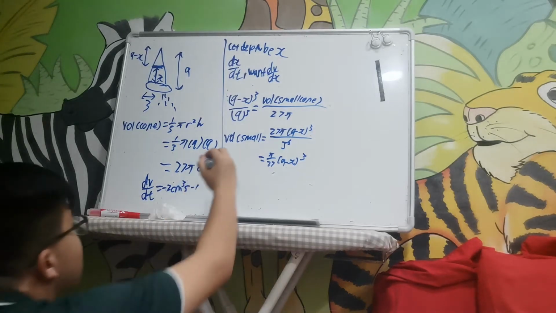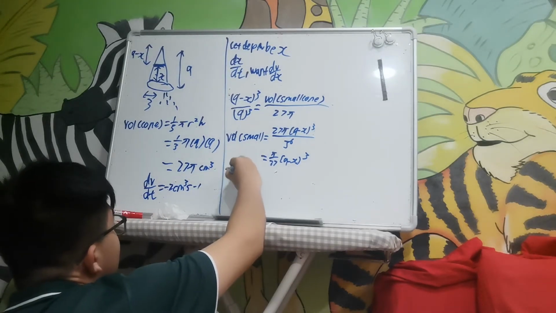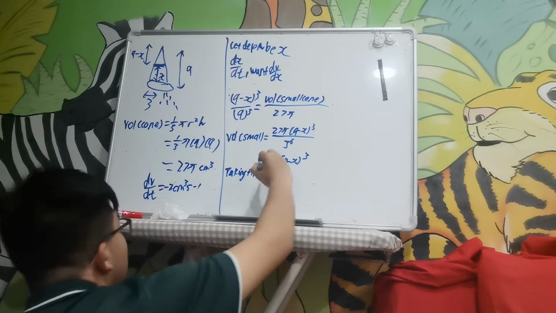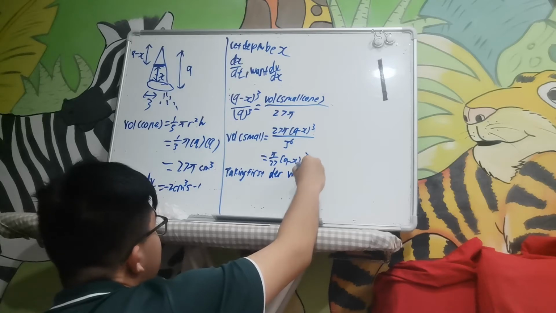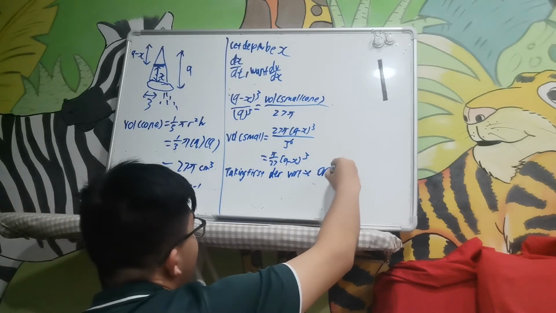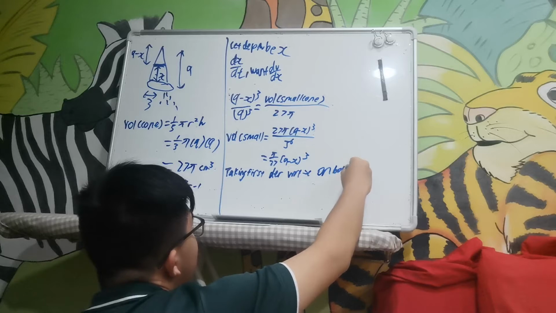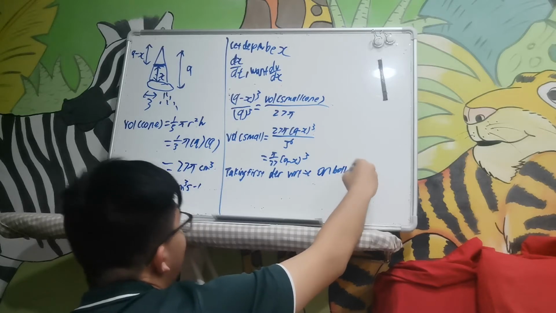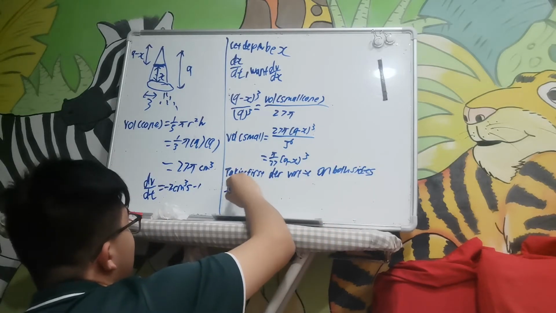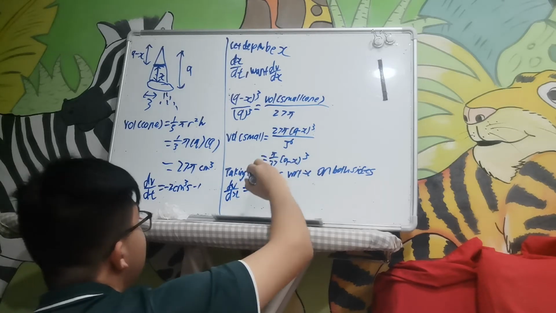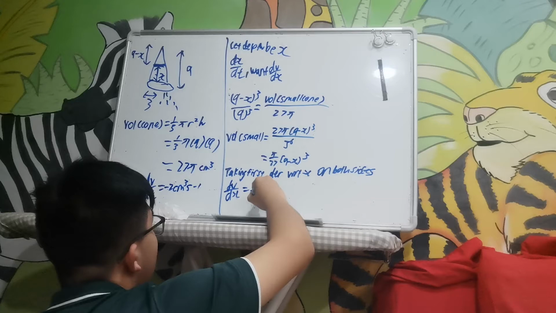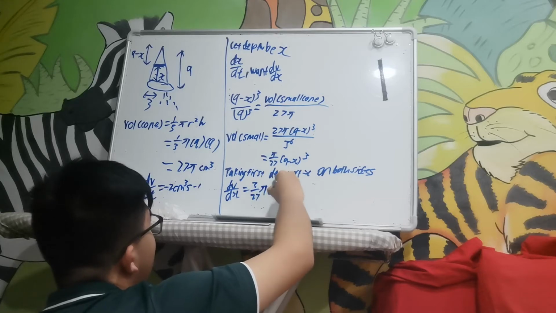So now, taking first derivative with respect to x on both sides. Alright, we will have dV/dx equals, you bring the 3 down, 3 over 27 pi (9 minus x).